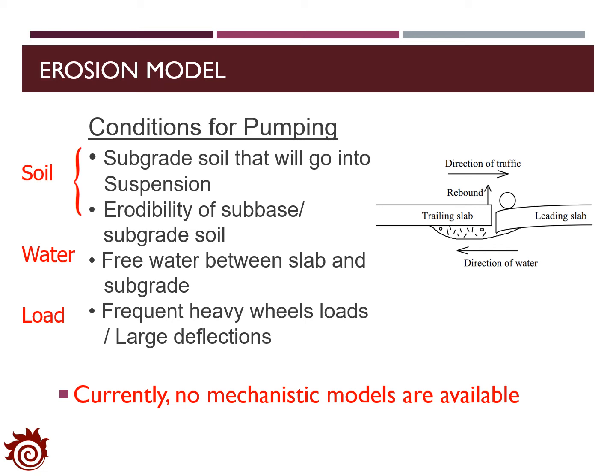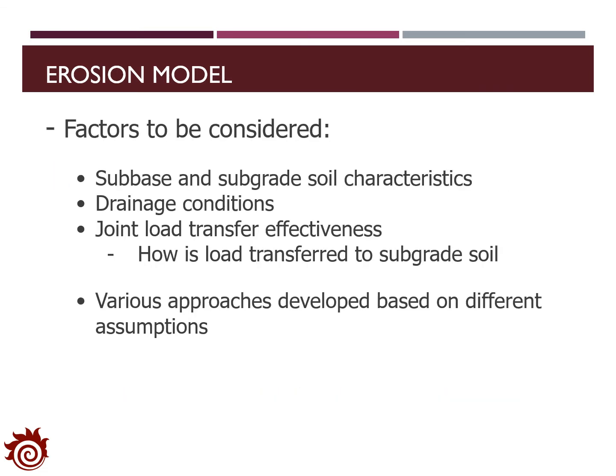However, currently, there isn't any mechanistic model applied to describe the mud pumping effect. In that sense, we have to introduce an empirical model to identify the erosion criteria. For the model development, we have to consider some critical factors, including subbase and subgrade soil characteristics, the drainage conditions, and the joint load transfer effectiveness, which will define how the load is transferred to the subgrade soil.